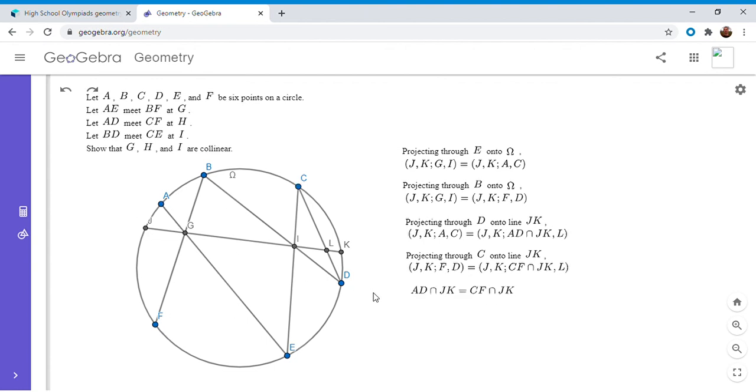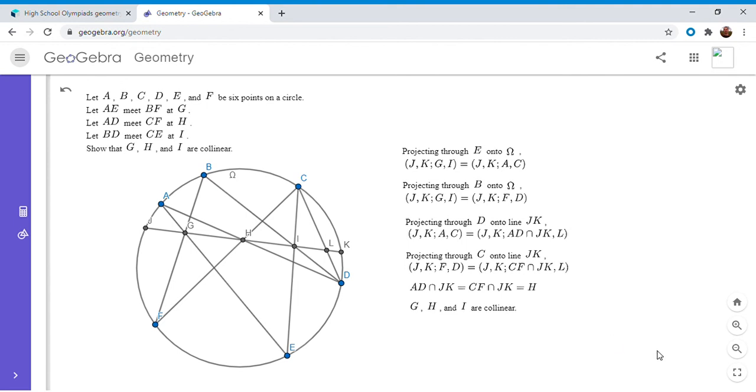That means essentially that all three of these lines concur. So AD, CF, and JK concur, and by definition, they concur at point H. If that's true, then we've solved the problem because we've shown that G, H, and I are collinear.